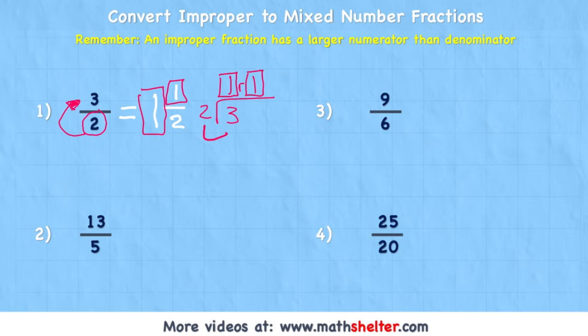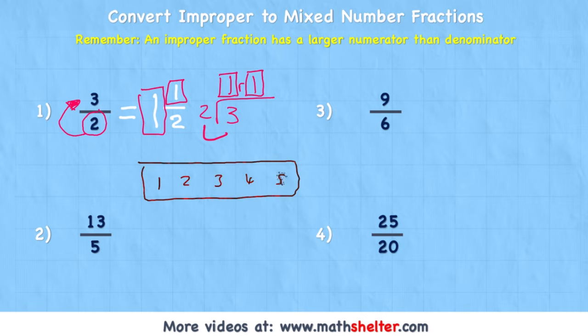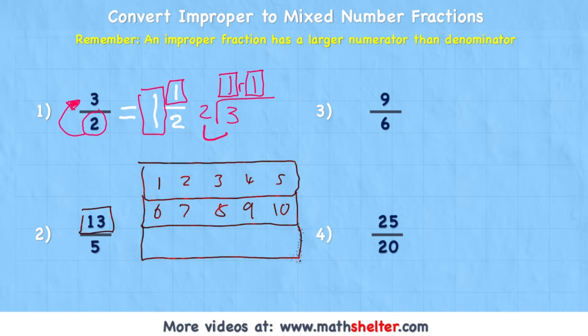And now I have 13 fifths. So what this means is I've got a chocolate bar with 5 sections, just like this. And I've got 1, 2, 3, 4, 5. But again, I haven't. I've actually got 13 of them. So I need to draw a second chocolate bar. And now I've got 6, 7, 8, 9, 10. That's still not yet to 13. So I'm adding another chocolate bar. And I can do 11, 12, 13.